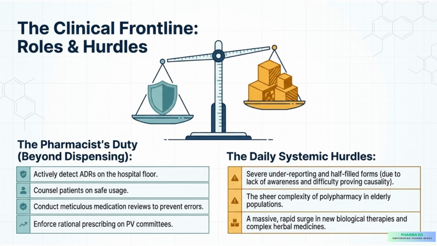But look, I have to be honest with you, you're stepping into a system with some pretty huge hurdles. Severe underreporting and half-filled-out forms plague our hospitals every single day, mostly just due to a lack of awareness. And proving actual causality, that's incredibly tough. Combine that with the sheer complexity of polypharmacy in elderly patients, plus this massive, rapid surge in new biological therapies and complex herbal medicines, yeah, safety monitoring is a monumental challenge right now.